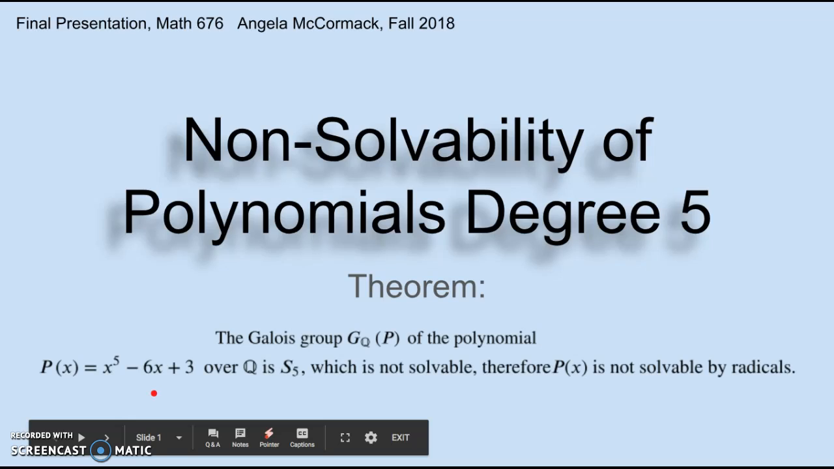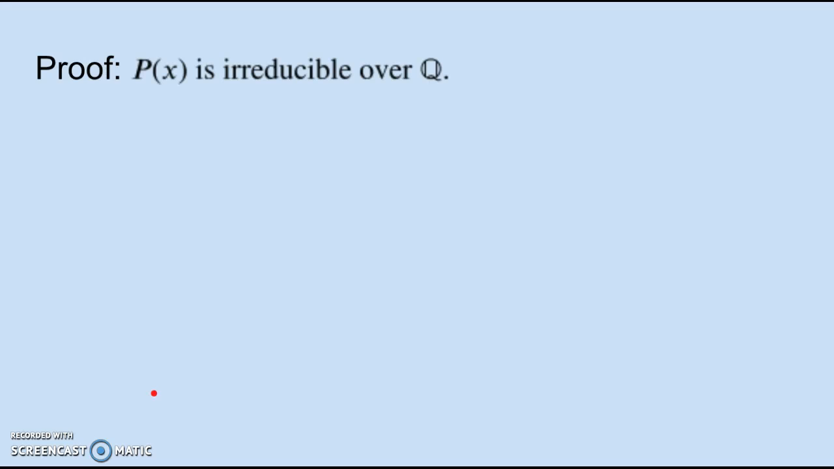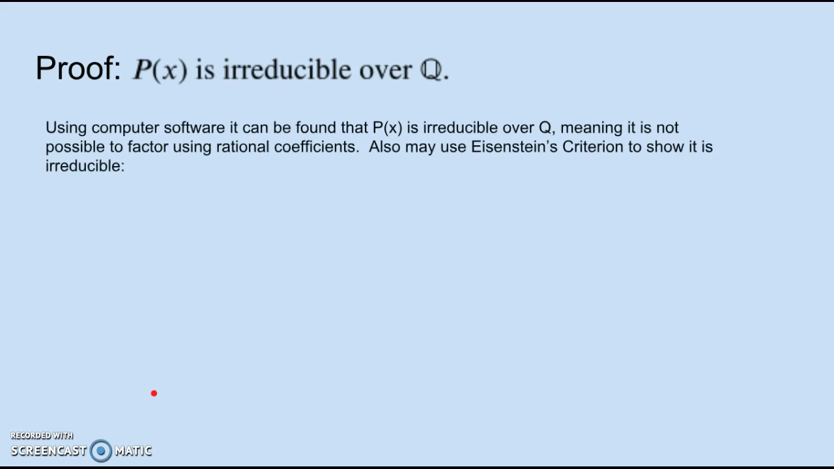So going through it in steps, the first thing to prove that the Galois group of P of X over Q is isomorphic to S5, we have to show that it's irreducible over Q. I used some software to see that it could not be factored over Q, but I also found Eisenstein's criterion to show that it is irreducible.